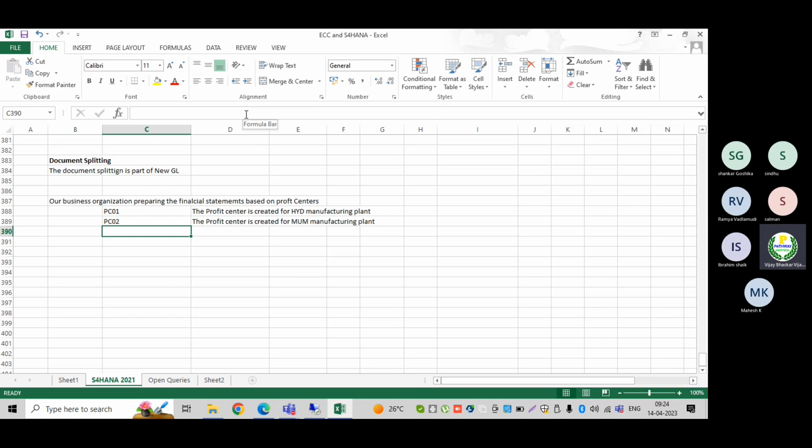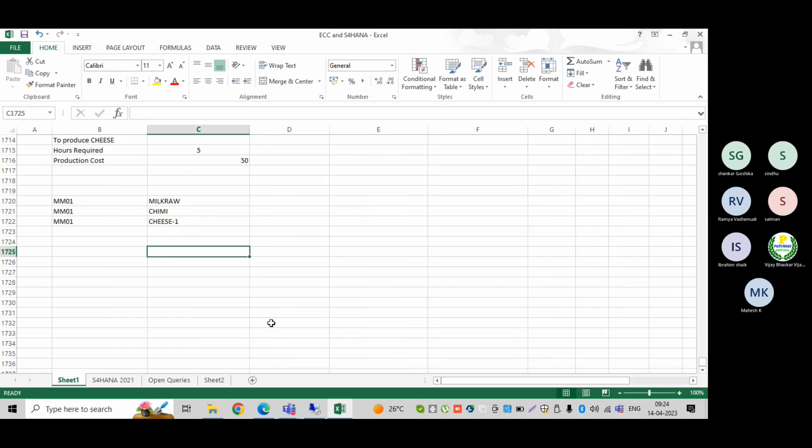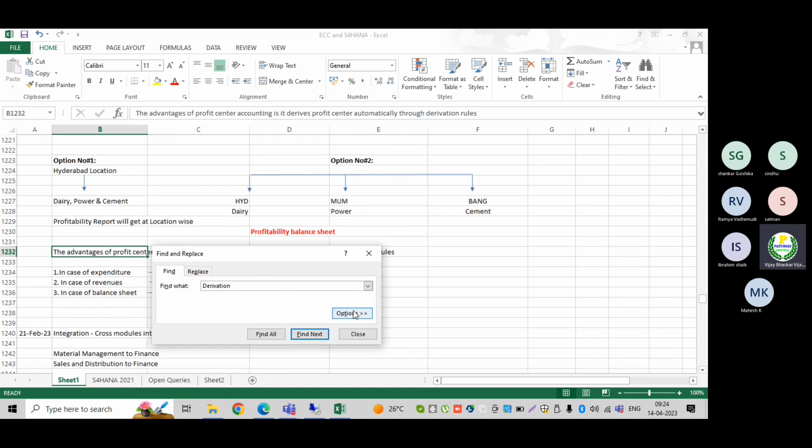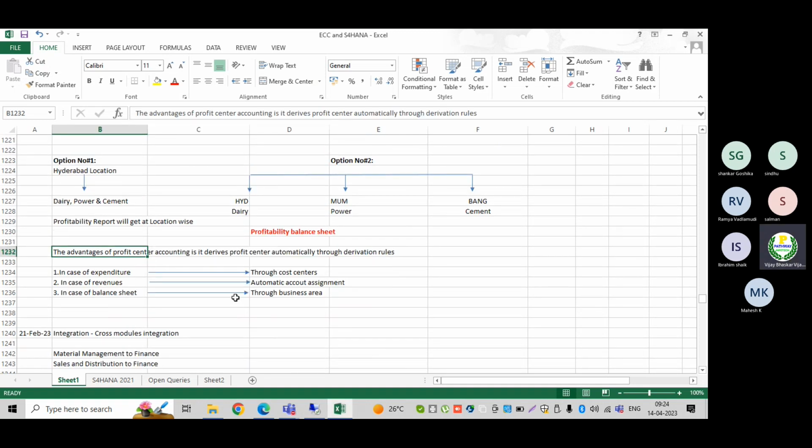At this point of time, as you remember, I can draw the... okay, if I go here, profit center accounting derivation, I have already explained once again. See now, you can see here, this is the profit center accounting what I have explained for you. The advantage of profit center accounting is that it derives profit centers automatically through the derivation rule.